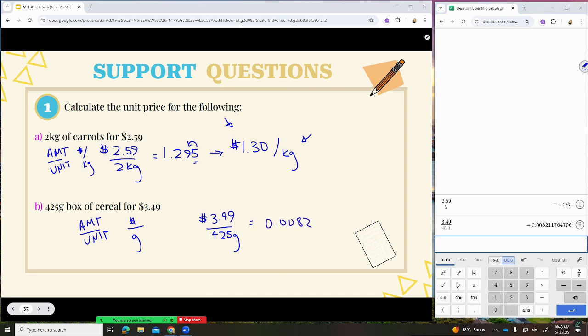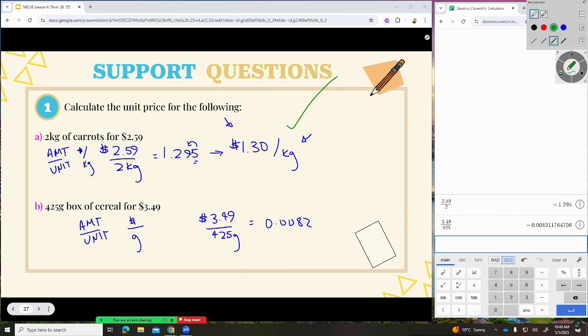0.0082. Now, if you're not sure if that's right, you can go and look in your support question answers found at the end of lesson 10. That's the end of our 5th lesson. It's the end of our unit 2. And you'll see for lesson 6, number 1, it is $1.30 per kilogram. So we got it right. You can check to make sure you're on the right track.